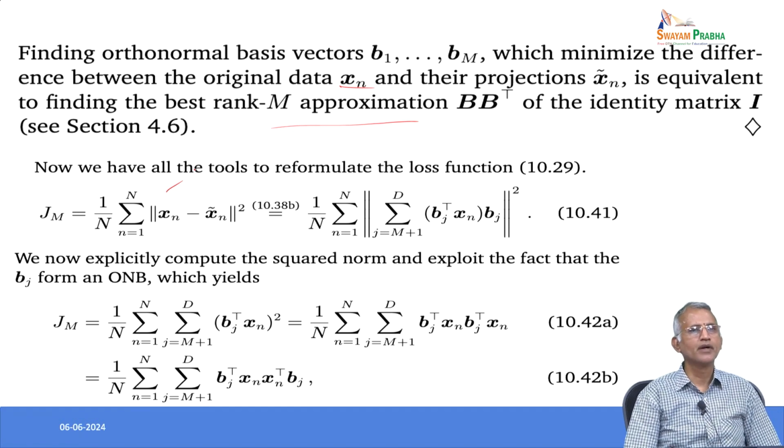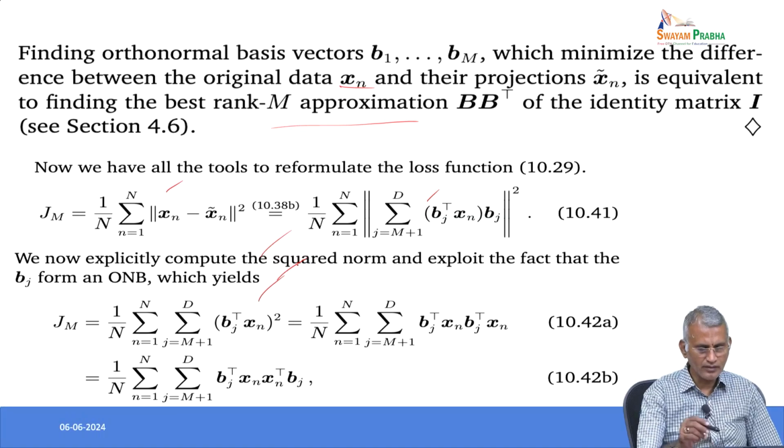Therefore, J_M equal to 1 by N summation n equal to 1 to N norm of x_n minus x_n bar squared. So, according to 10.38b, it becomes 1 by N into summation n equal to 1 to N norm of summation j varies from M plus 1 to D b_j transpose x_n into b_j squared. So, we now explicitly compute the squared norm and exploit the fact that the b_j form an ONB. So, this yields J_M equal to 1 by N summation n equal to 1 to N, j equal to M plus 1 to D, b_j transpose x_n squared.